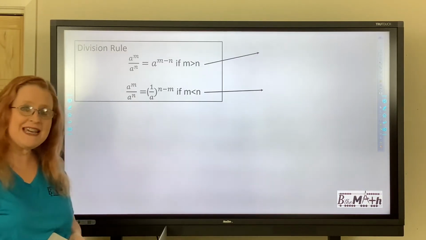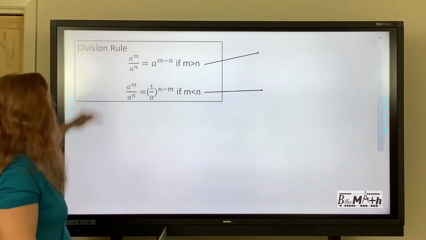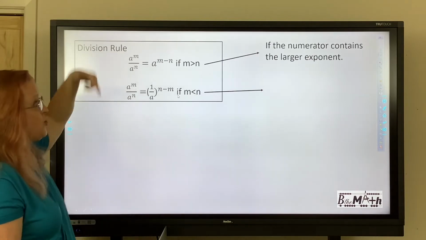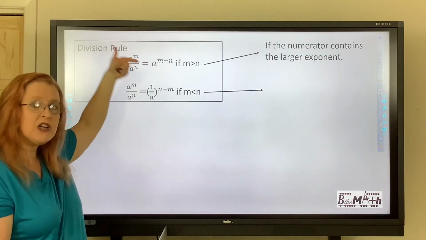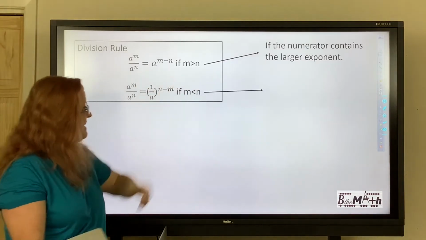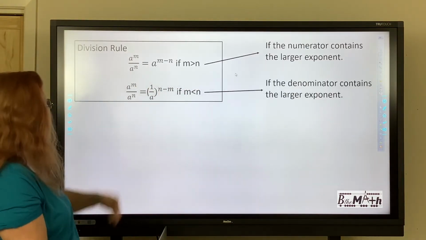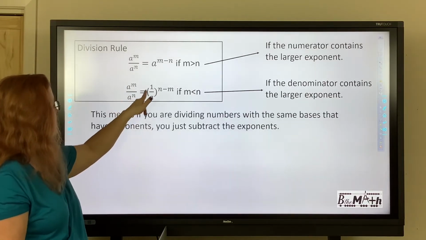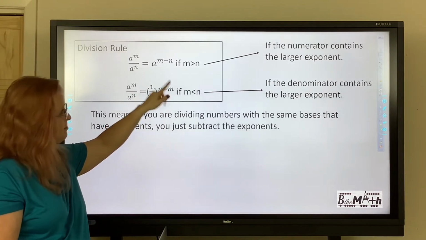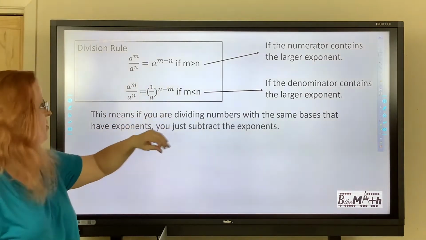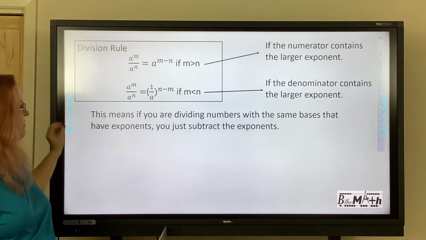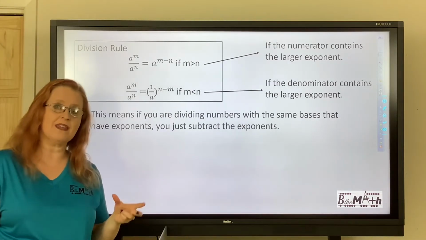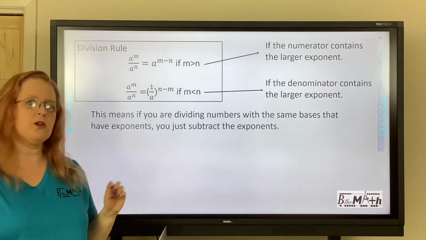The division rule states that if you have a to the m over a to the n, if the numerator contains the larger exponent, so if m is greater than n, then it's a to the m minus n. And on this one, the rule says a to the m over a to the n is 1 over a to the n minus m if the denominator contains the larger exponent. And what this means is if you're dividing numbers with the same bases that have exponents, you're going to subtract the exponents, but you're always going to work from the larger exponent.